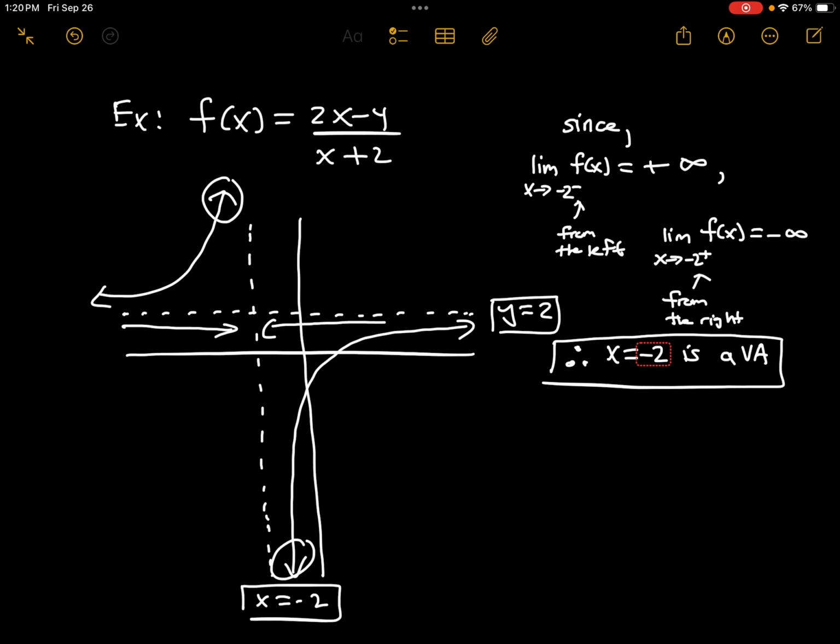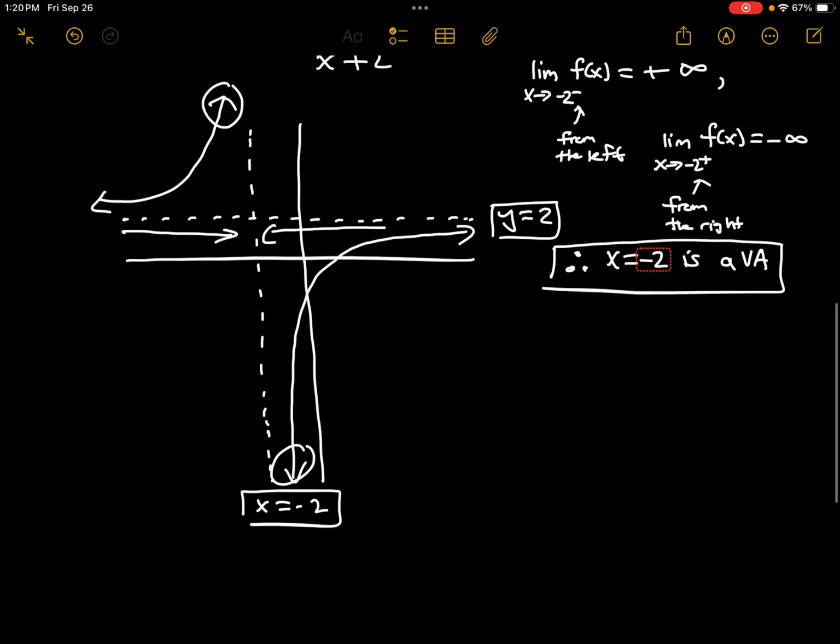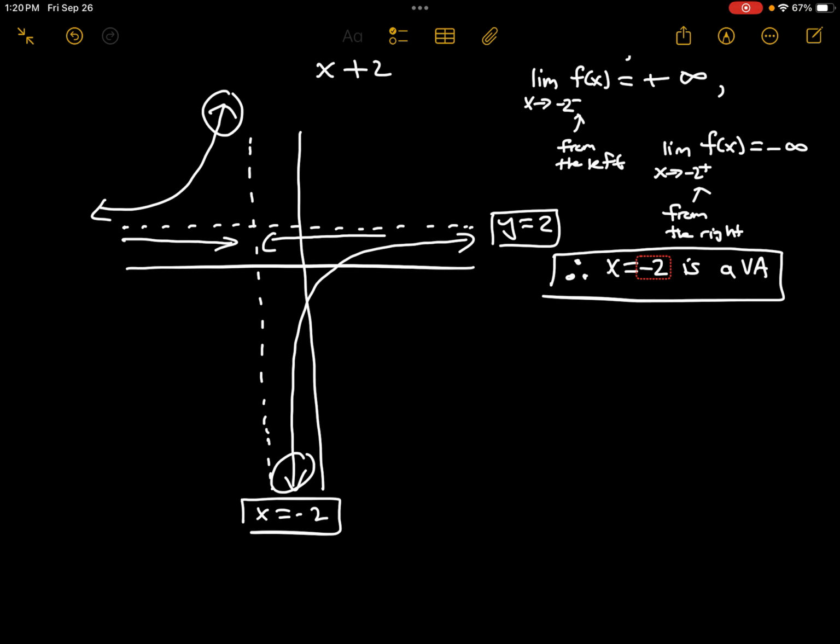Okay, now what about the HA? HA clearly is y is equal to 2, right? But again, we have to use limit notation. So again, I would write something along these lines. I would say, since the limit as x approaches -infinity of f of x. So let's answer this question, right? As we're going to -infinity, which is this direction, x is going to -infinity, right? Notice the y value is right here. It's getting close to 2. So the limit as x approaches -infinity of f of x is simply equal to 2.